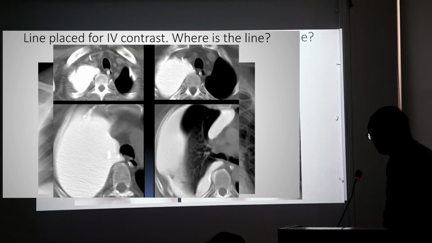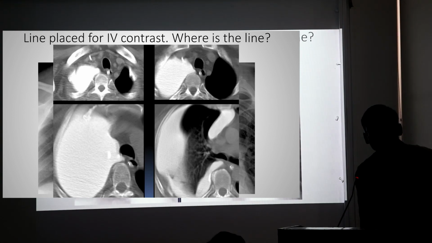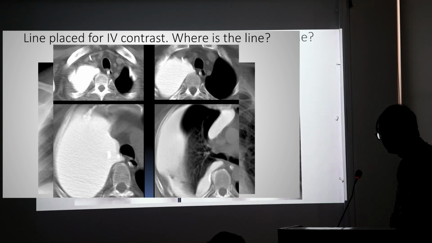So this is another case. A line has been placed for IV contrast. The patient needed a contrast study of the CT, so peripheral access could not be done, and hence the line was placed. So where exactly is the line? It's there in the correct position.